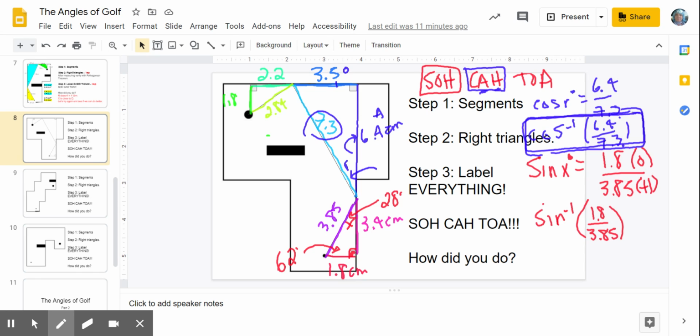So you want to make sure your calculator is in degree mode. If it's not in degree mode, you're going to get a weird decimal. You're going to get kind of a strange decimal anyway, but it should be close to 28. When you do inverse cosine of 6.4 divided by 7.3, make sure you're in degree mode.